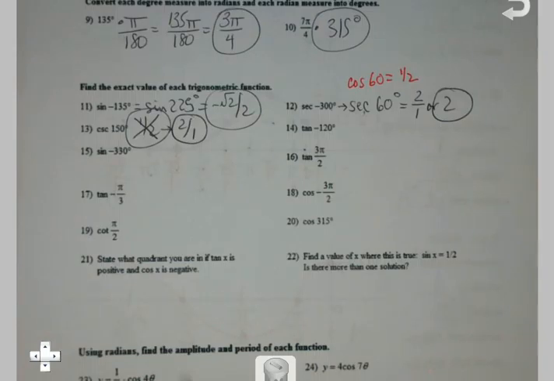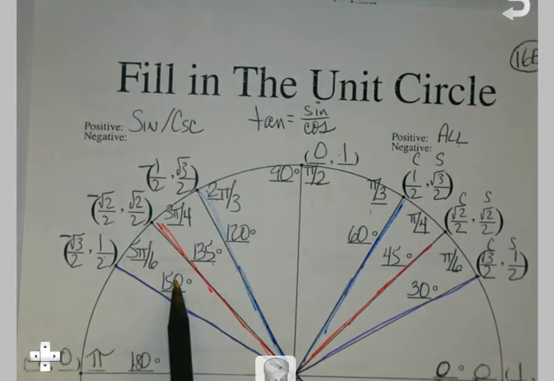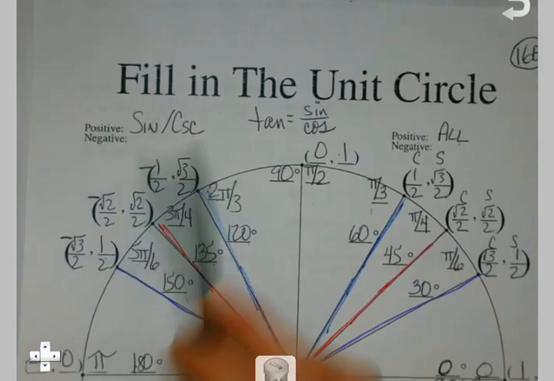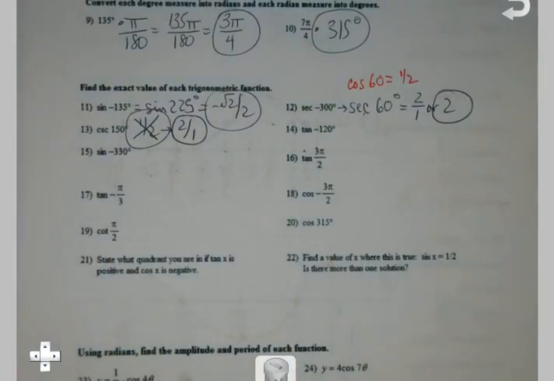Okay. Now, wouldn't it be negative? Let's see. 150 puts me in quadrant 2. I'm in sine cosecant land, so I'm in their happy place. So no, it would not be negative.